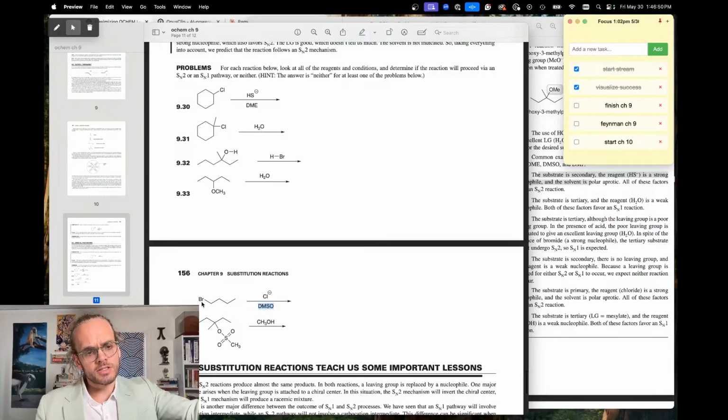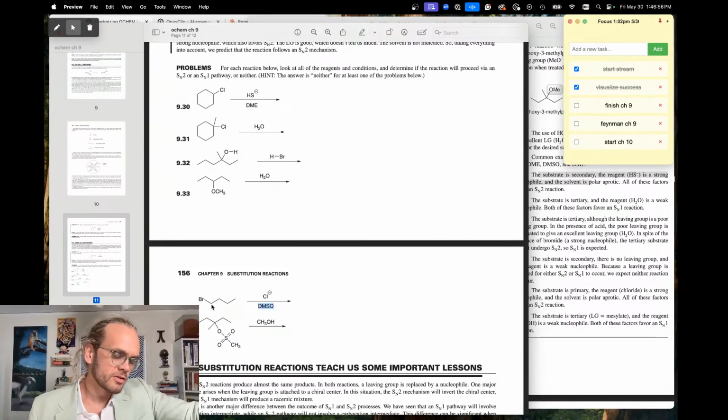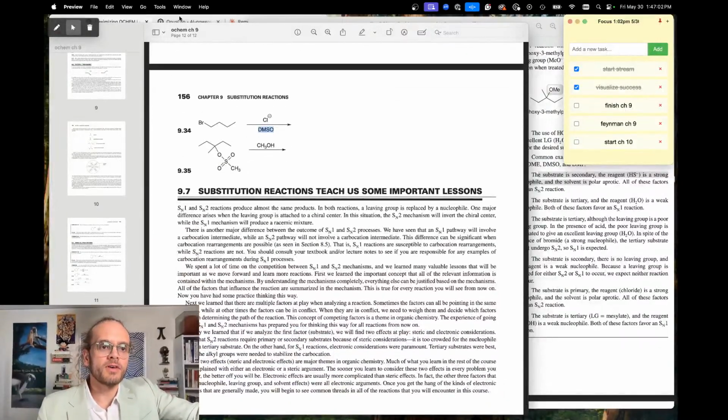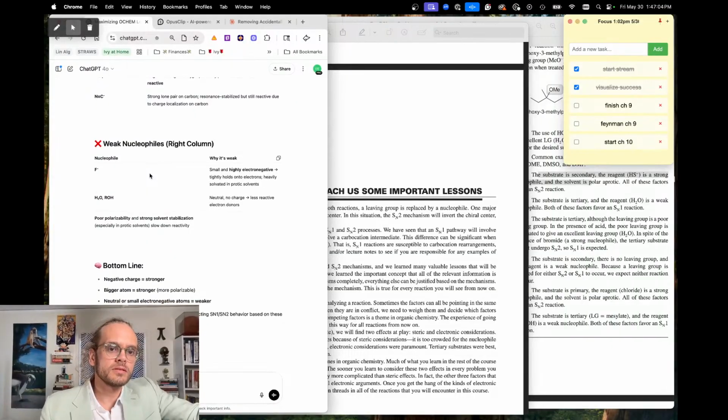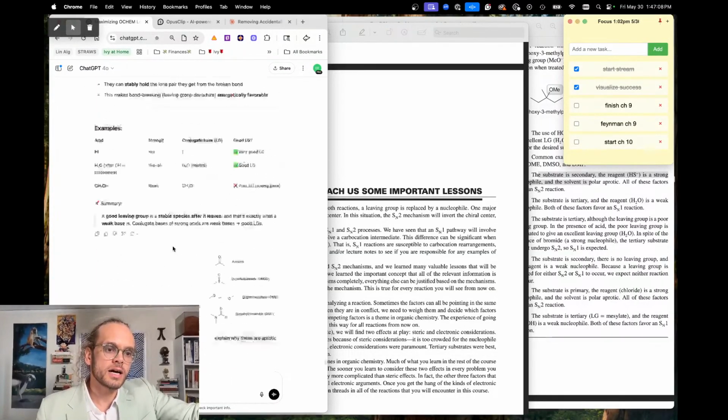This one is SN2. It's a secondary. No, it's primary. Primary, chloride is strong, DMSO, dimethyl sulfoxide. Great. Okay, guys, I'm ready for the Feynman technique time.